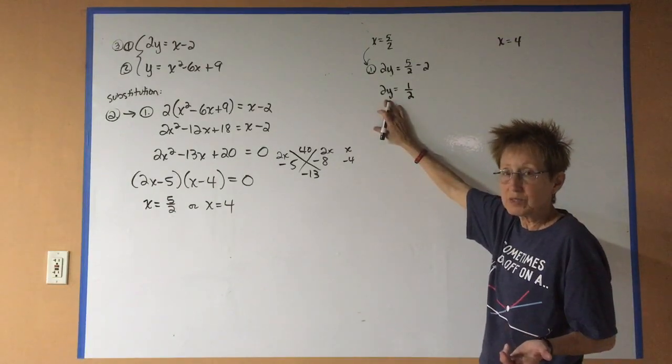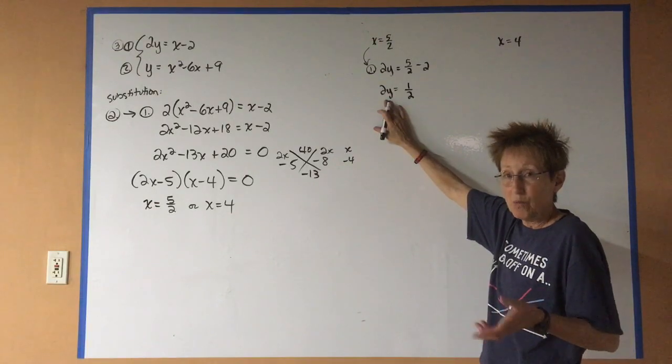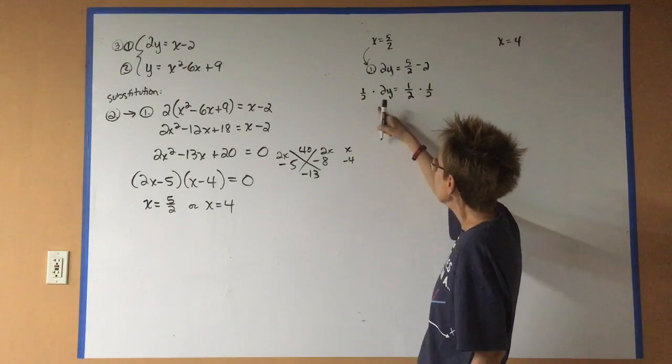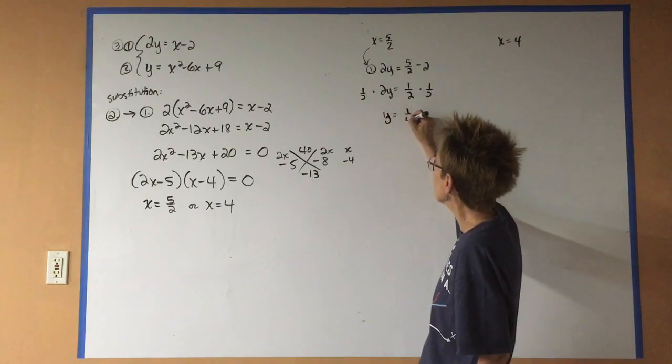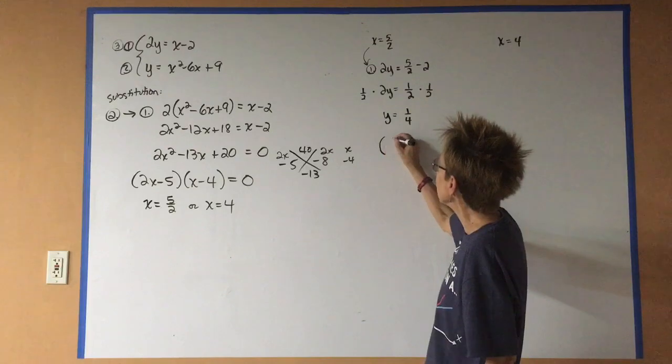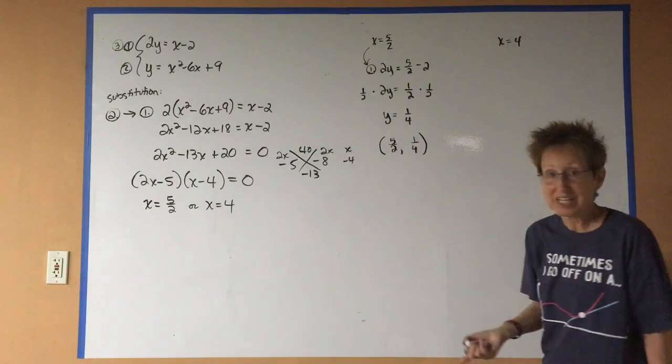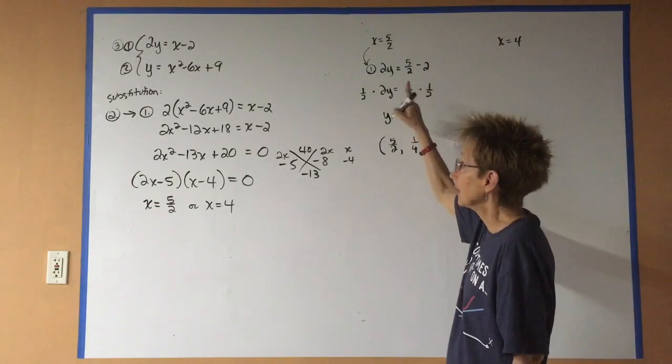And if I divide by 2, that's the same as multiplying by 1/2. So in other words, if I take this times 1/2 and this times 1/2, this will give me y, and this will give me 1/4. So that means my ordered pair is 5/2, 1/4. And now I have to check it. So that's what I got putting it into number 1.